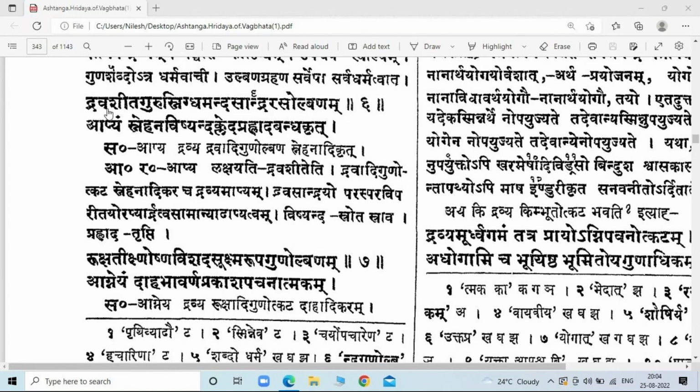Then third is Snigdham, after Drava, Shida, Guru. Guru we have already discussed, so we are not going to see it. It is well explained in Parthiva Dravya. Now next is Snigdham.